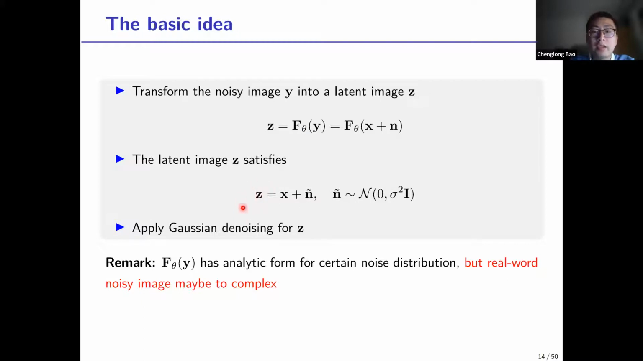In fact, this idea is not new. Before the appearance of deep learning, we attempted to find this transformation F theta using some analytical transformation. As we know, if the noise distribution is Gaussian plus Poisson or Poisson, we can use variance stabilization transformations. But for real-world noisy images, the noise may be so complex that we cannot get this analytical transformation. So we want to approximate it using deep networks.